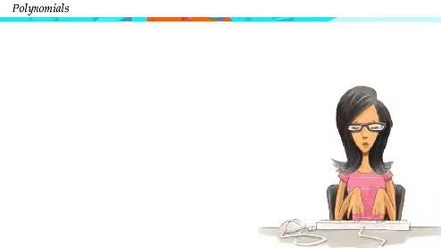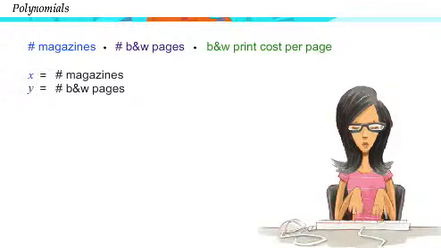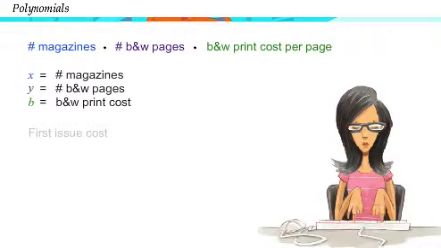Her cost will be the number of fanzines she wants to print times the number of pages per magazine times the cost to print or copy each page. Let's use X for the number of magazines to print, Y for the number of pages, and B for the cost to print each page. Her cost for the first edition is X, Y, B.